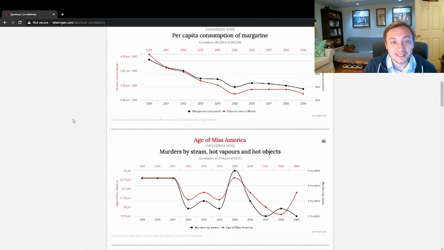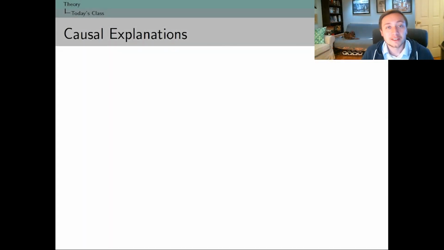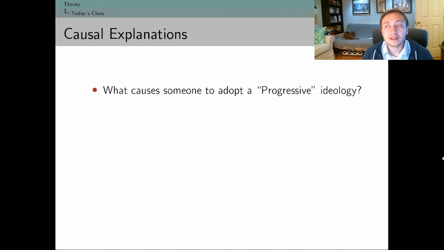So let's go back to the slides. So we just saw some really bad examples of spurious correlations, but I want to think about theories that are good now, right? Actually good theories. So, for example, we might ask the question, what causes someone to adopt a progressive ideology? This is, again, the exact kind of line of questioning that would work well for topic generation in this course.